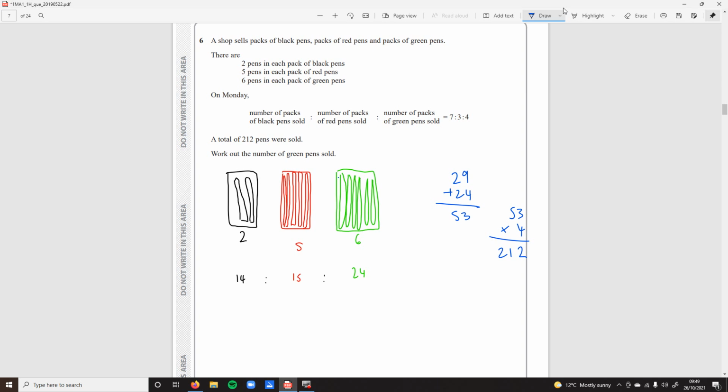So it means that there was 42 black pens sold, there were 60 red pens sold, and there were 96. Does that add up? 96 plus 60 plus 42. Oh my god, my maths. What am I doing? So 14 times 4 is not 42, it's 56. Let me just erase that. That's better.